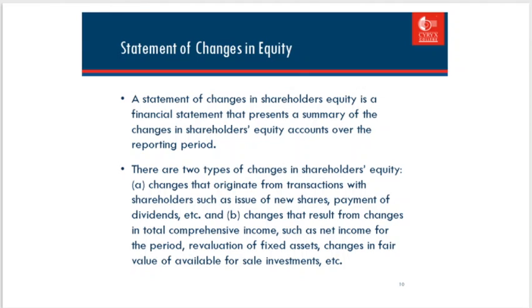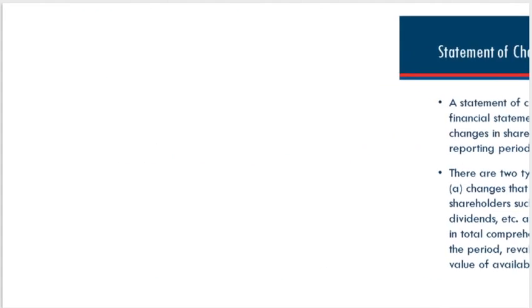There are two types of changes in shareholders' equity. A. Changes that originate from transactions with shareholders such as issue of new shares, payment of dividends, etc. And B. Changes that result from changes in total comprehensive income, such as net income for the period, revaluation of fixed assets, changes in fair value of available for sale investments, etc.